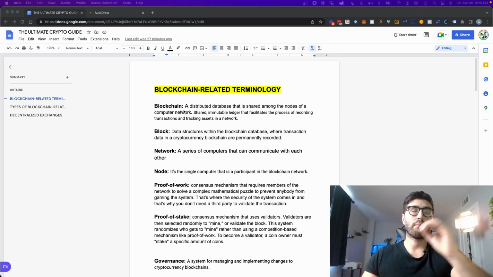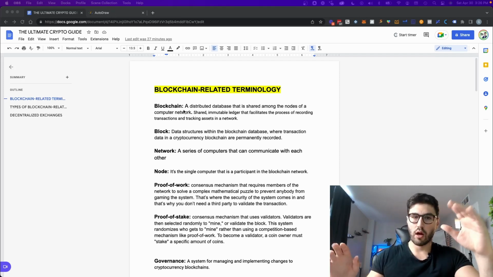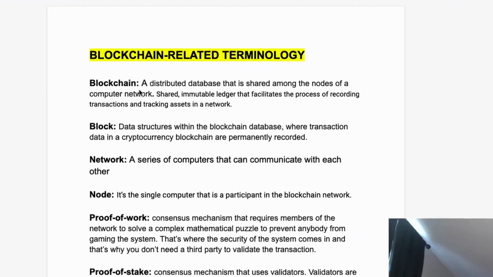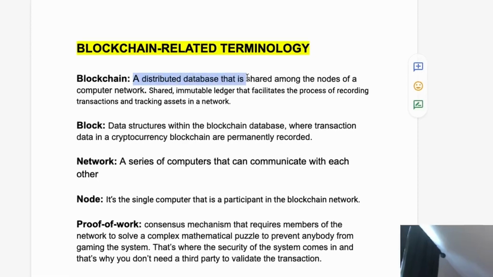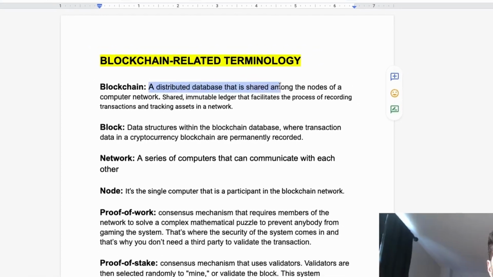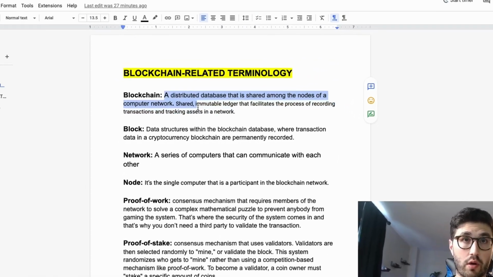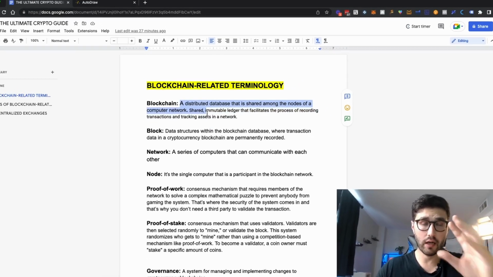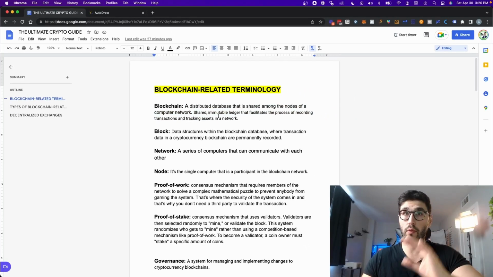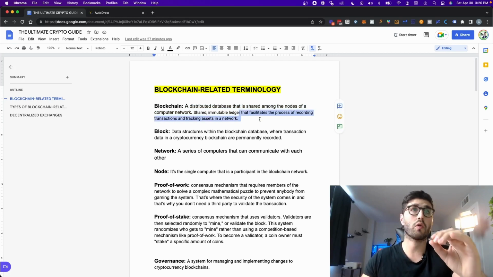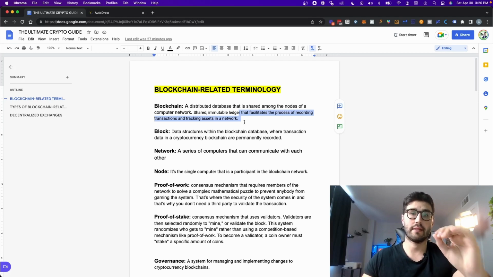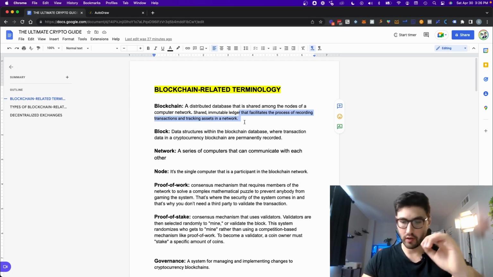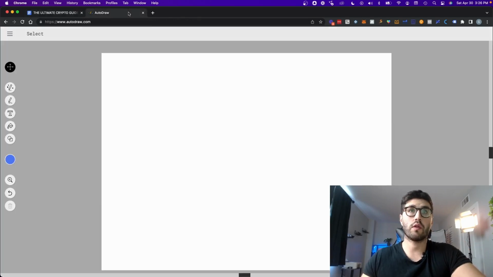All right, so first of all, the blockchain. Everybody talks about blockchain, but what a blockchain really is? A blockchain is a distributed database that is shared among the nodes of a computer network. They basically host this shared and immutable ledger that facilitates the process of recording transactions and tracking assets in a network. So let's go to the drawing board.